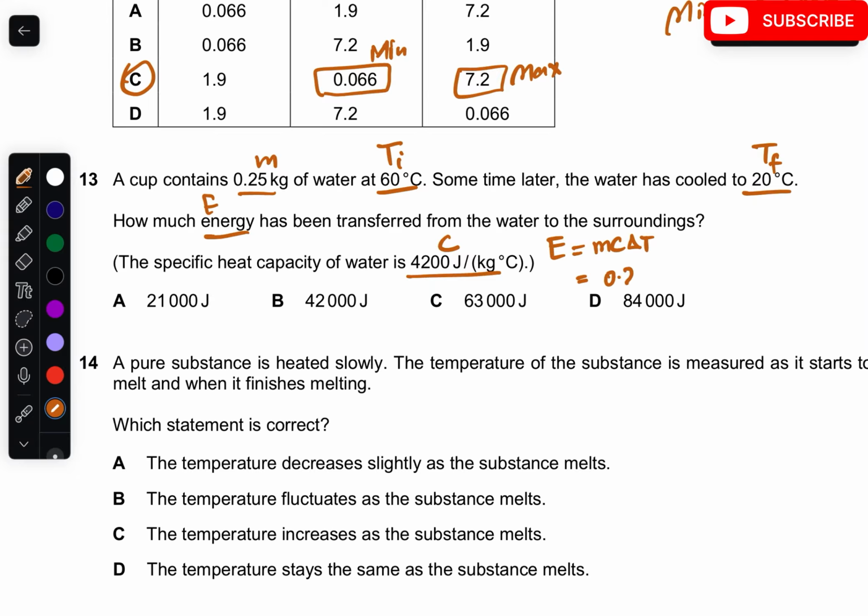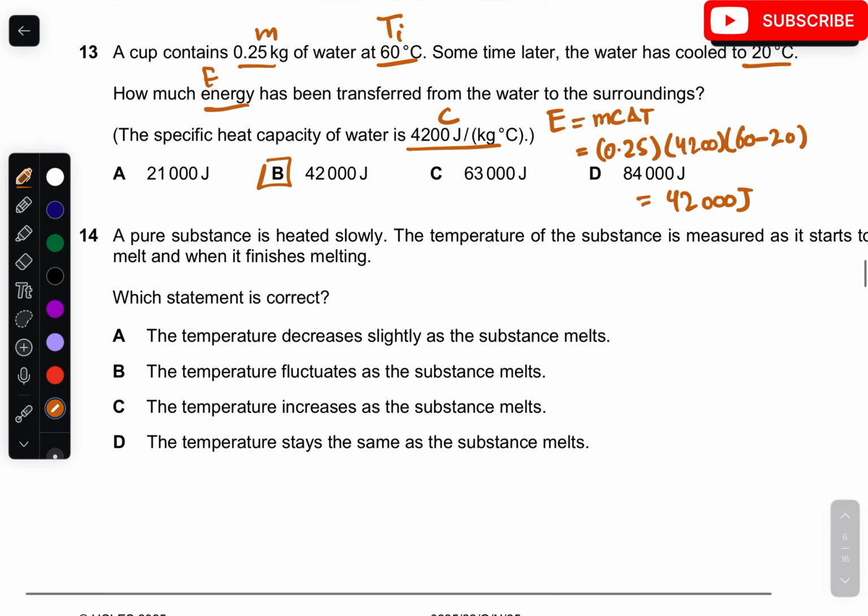Mass is 0.25. C is 4200, and change in temperature is 40. 20 minus 60 you can do, or you can do 60 minus 20. Okay, sure choice. So it will give you 42000 joules. It's option B that is correct.